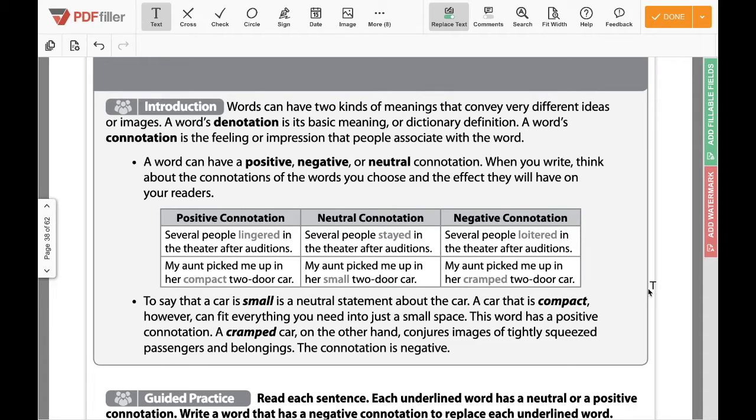Cramped means that you're kind of uncomfortable. You're too many people in a space. Small doesn't necessarily say that. It's just saying the size, whereas cramped says it was too small. So that is how connotations can lead us to, not so much change what's actually happening in the sentence, but we can tell the writer's opinion on that based on the words that we're using.